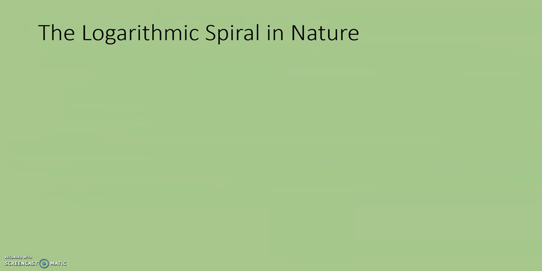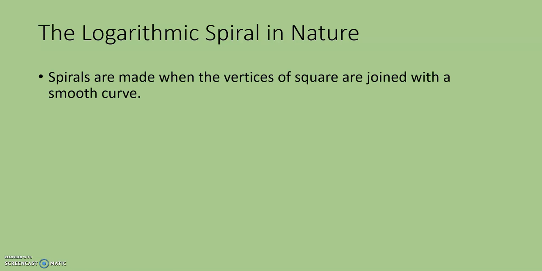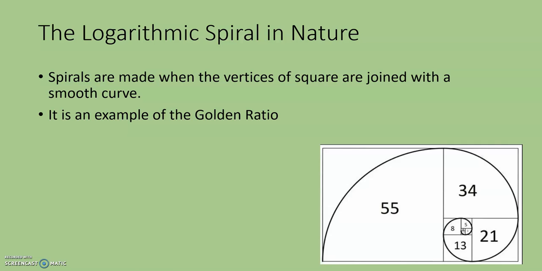The logarithmic spiral in nature. Spirals are made when the vertices of a square are joined with a smooth curve. It is an example of the golden ratio, as successive squares are made. Section 5.5, the Fibonacci sequence and the golden ratio.